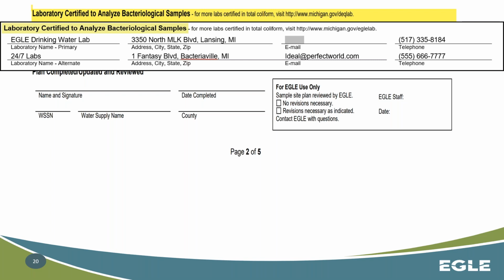It is strongly recommended that you have an alternate lab listed as well. Try to identify a lab that is within driving distance and open on Saturdays. Remember, repeat and triggered well samples must be collected within 24 hours of a positive routine sample result. If you get notified of a routine positive result on a Friday, samples need to be collected and analyzed by Saturday to remain in compliance.